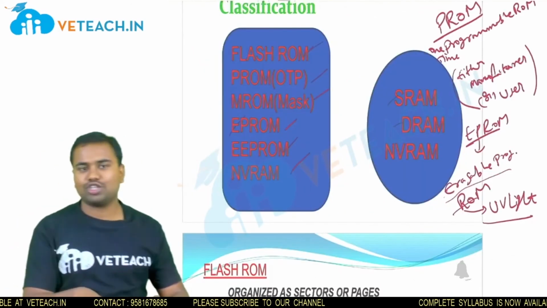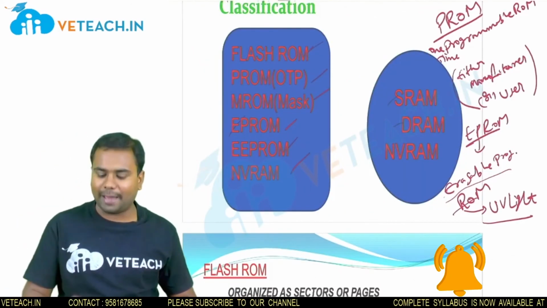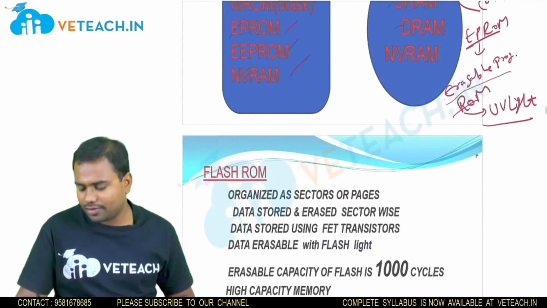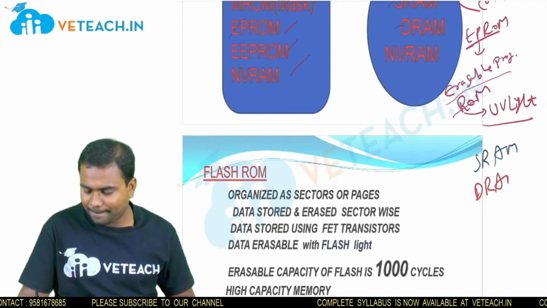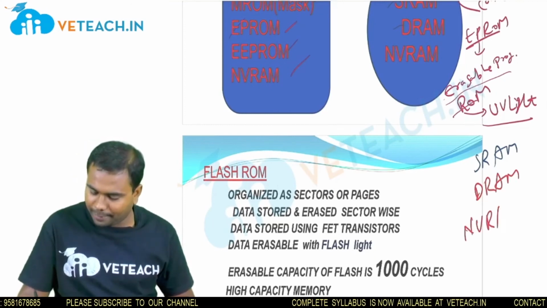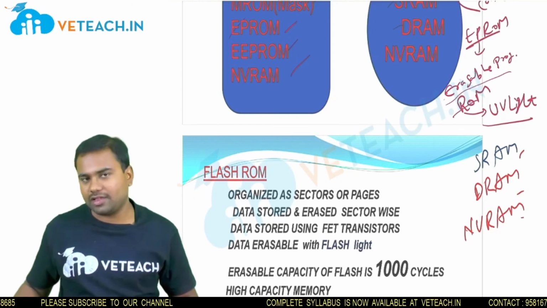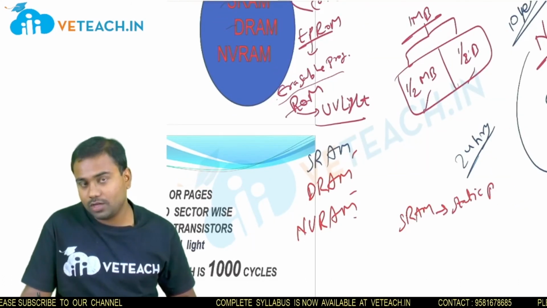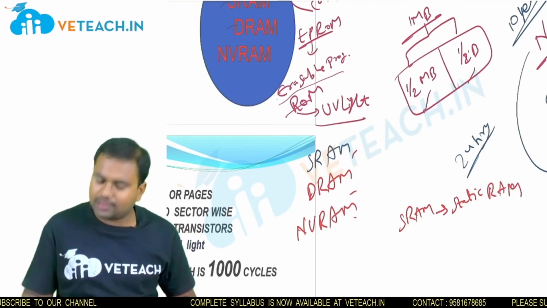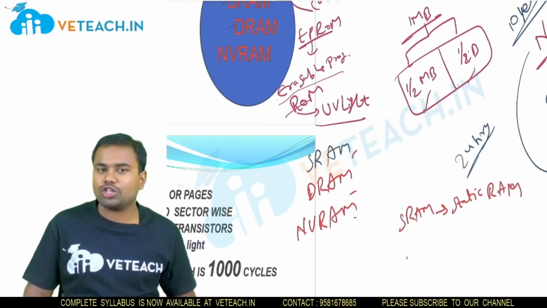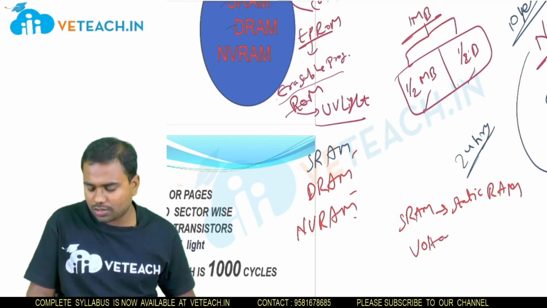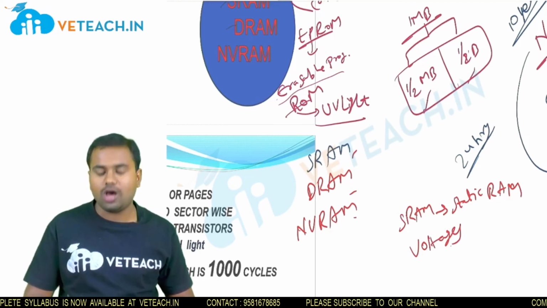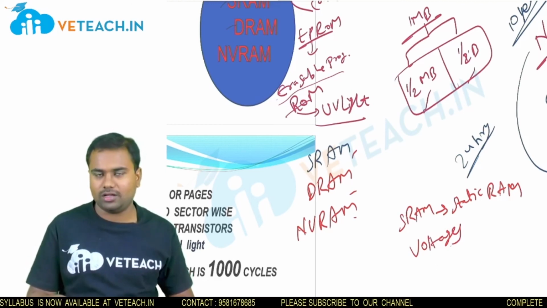This is about the classification of the ROM. Next we will go to the RAM concept. In the RAM concept we have three types: SRAM, DRAM, as well as NVRAM. So what is this SRAM? SRAM is nothing but static random access memory. We store the data in the form of voltages. The SRAM works with voltages.